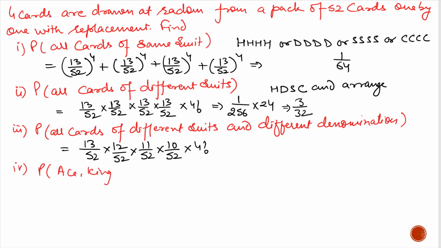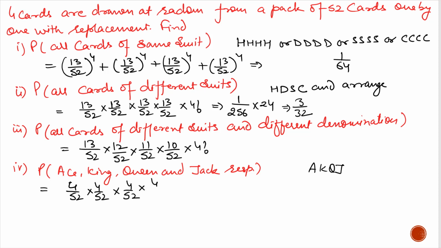Next part, probability of ace, king, queen and jack respectively. When we say respectively, the order cannot be changed. The probability of ace is 4/52, king is again 4/52, queen is 4/52 and jack is 4/52. So the answer is (1/13)^4.